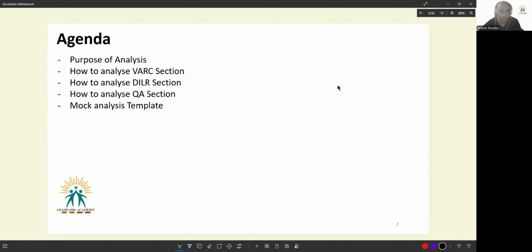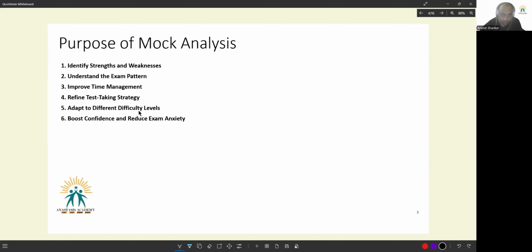Okay. The agenda. First thing is we'll talk of what is the purpose of analysis, then the three individual sections, and then we'll be going through a mock analysis template of sorts, an Excel sheet of sorts that will help you maintain a record of what you're doing. The purpose of analysis: identifying strengths and weaknesses, understanding the exam pattern, improving time management, refining test taking strategy. All of these are well and good.